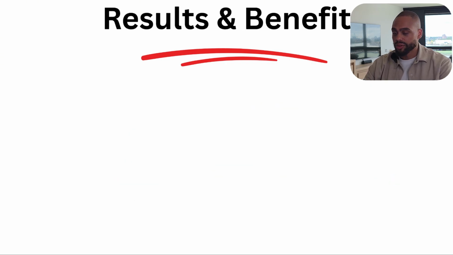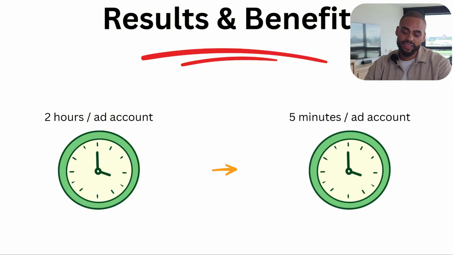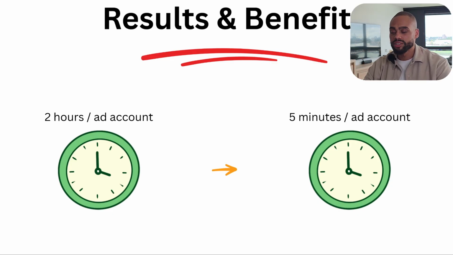Now, some results and benefits. The first one being time. Let's say for an ad account of this size, you need 2 hours to really crunch the numbers and do the audit yourself. With an automation like this, the 2 hours got reduced down to about 5 minutes per ad account. Now keep in mind that these are estimates based on a relatively small ad account. The more campaigns you have, obviously the more time you're going to gain using an automation like this.